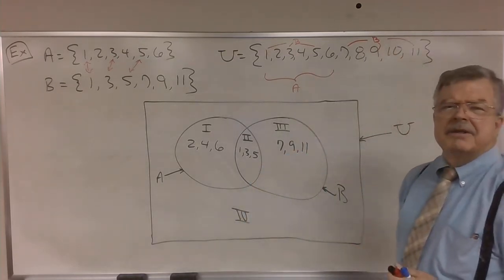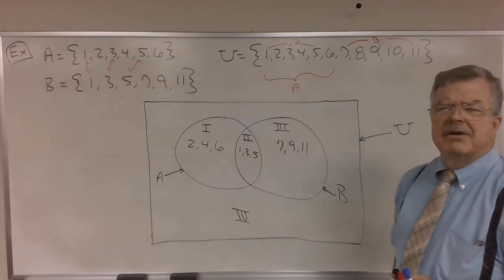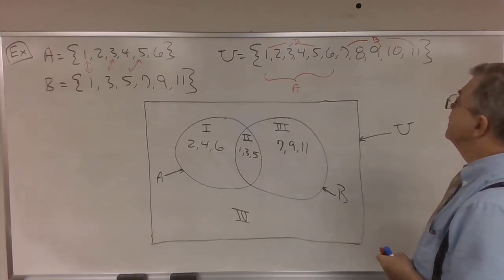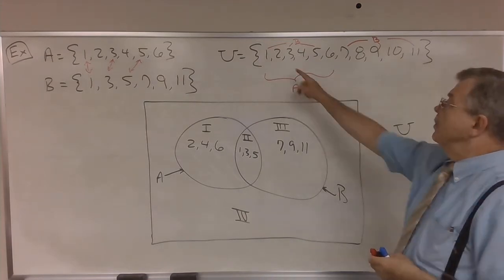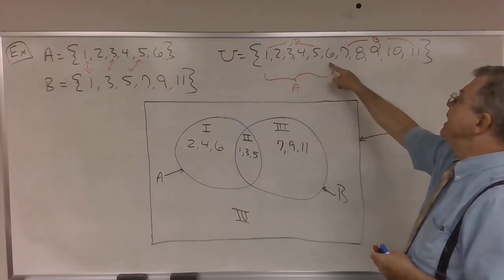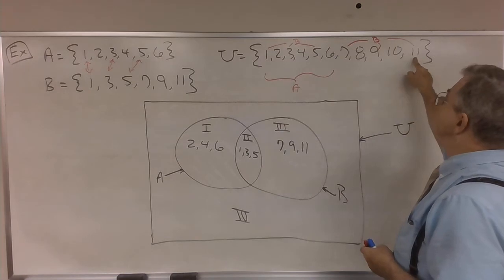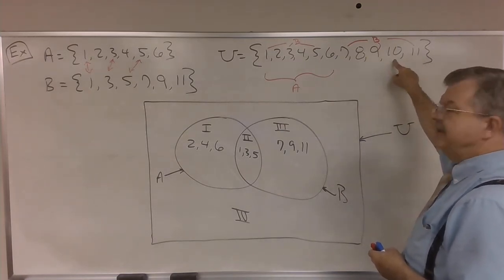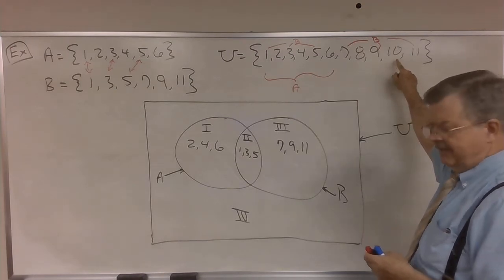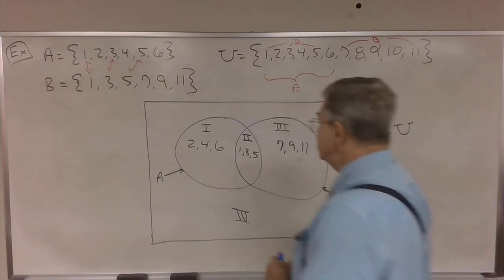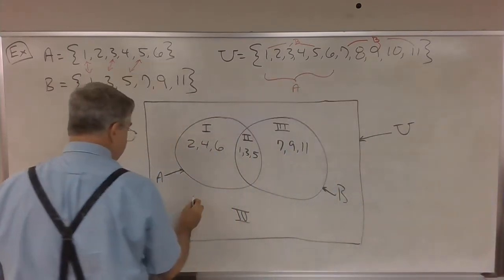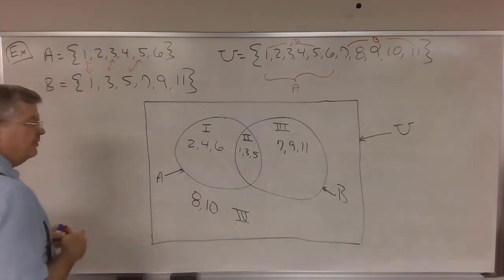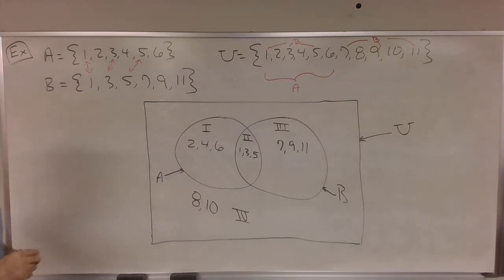So what elements are not in set B and also not in set A? Let's see. 1 through 6, they're in set A. 7, 9, 11 are in set B. So it looks like 8 and 10 are neither in set A nor set B. So we can put 8 and 10 out here somewhere in region 4.